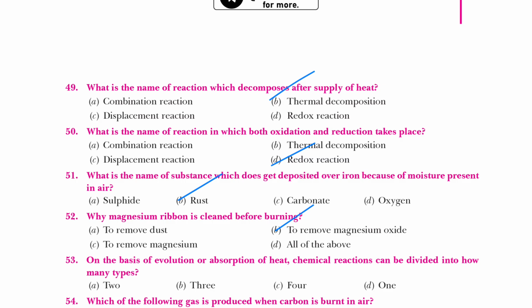Question number 53. On the basis of evolution or absorption of heat, chemical reactions can be divided into how many types? So students, okay.